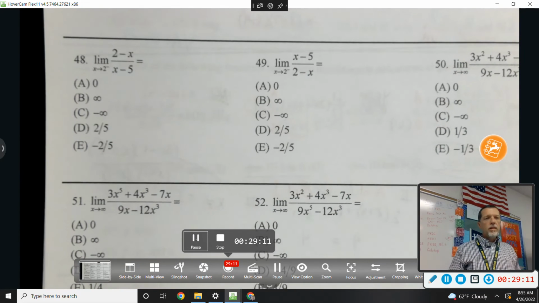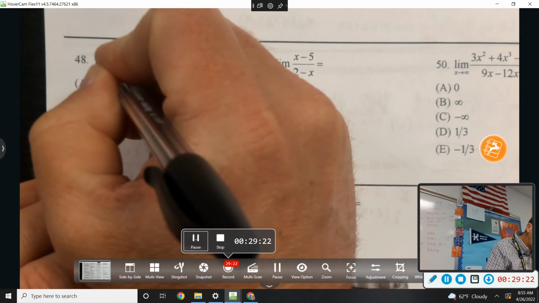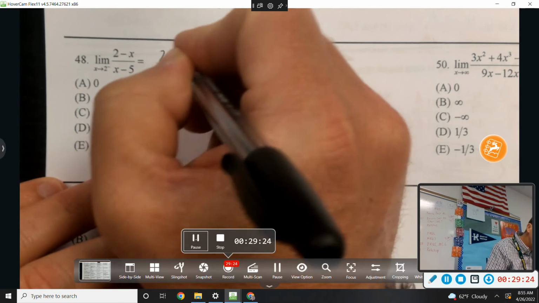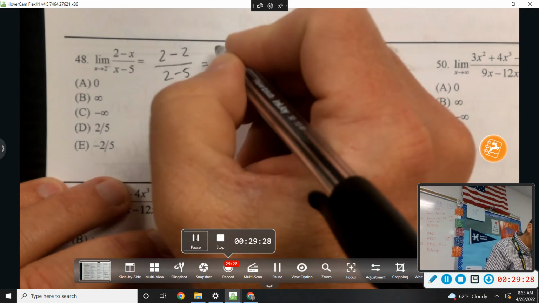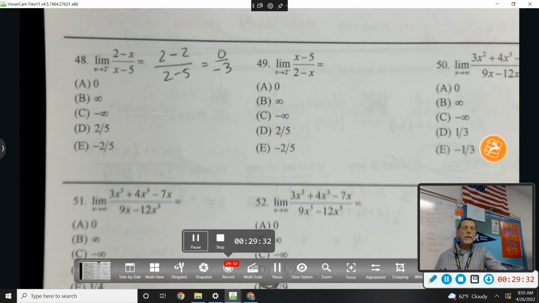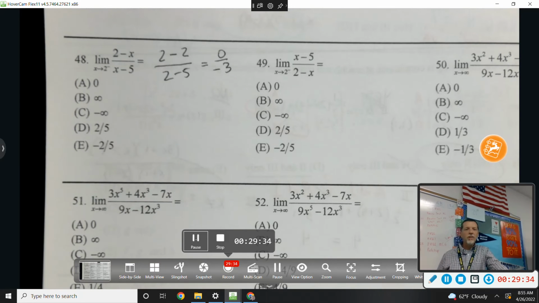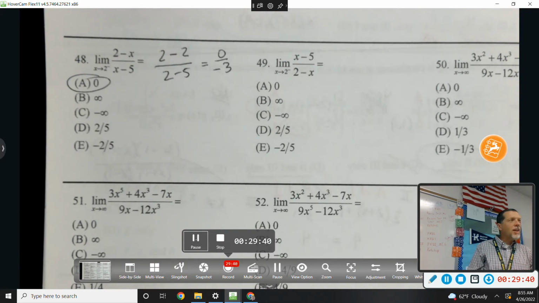So what is our first go-to on any limit question? Plug it in. And really the first plug-in, you don't even have to worry about the minus and plus. 2 minus 2 over 2 minus 5. So that's 0 over -3. What's 0 over -3? That's 0. So the left-right thing didn't matter for that one.